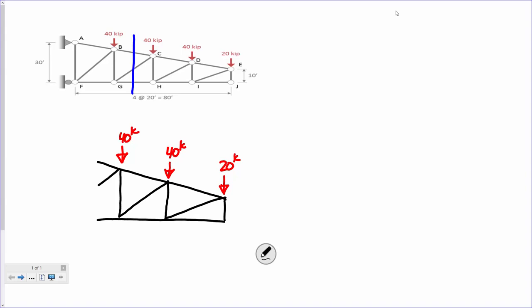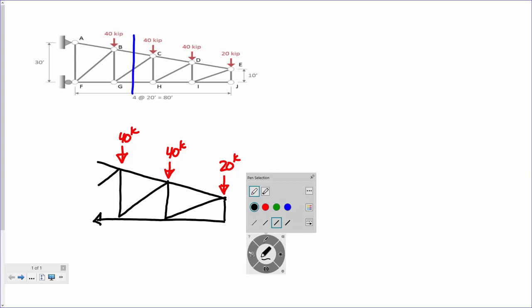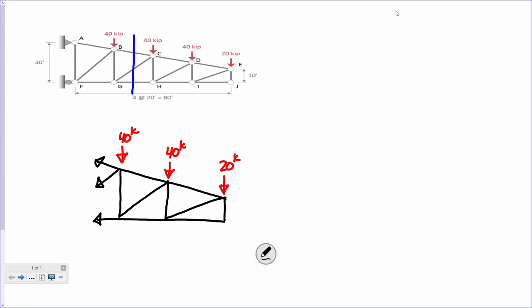Now, the first thing that I'm going to do is make a blanket assumption. This is a strategy for the test. I'm going to assume that every one of these forces is in tension. Now, there's a reason why I'm assuming that.